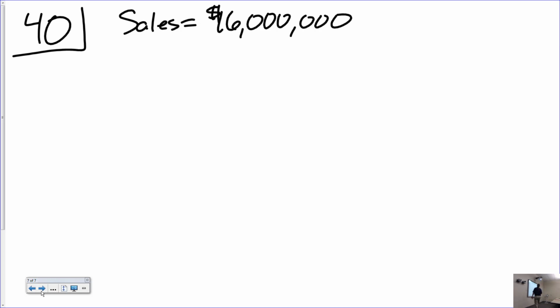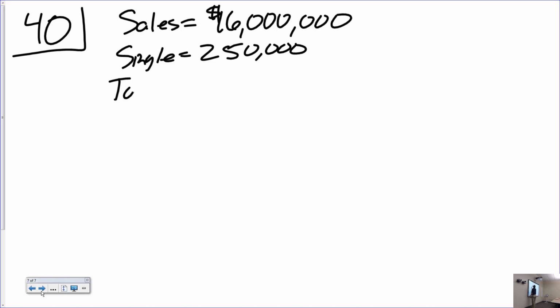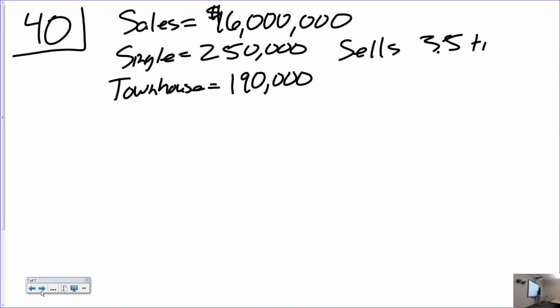A year, with an average selling price of $250,000 for the house? For single family. Yeah, for a single family house. Yeah. Single equals a quarter mil. Selling 3.5 times more often than townhouses, which sell at an average selling price of $190,000. 190,000. And sells 3.5 times. Yeah. Okay. So, table. How many each are sold?